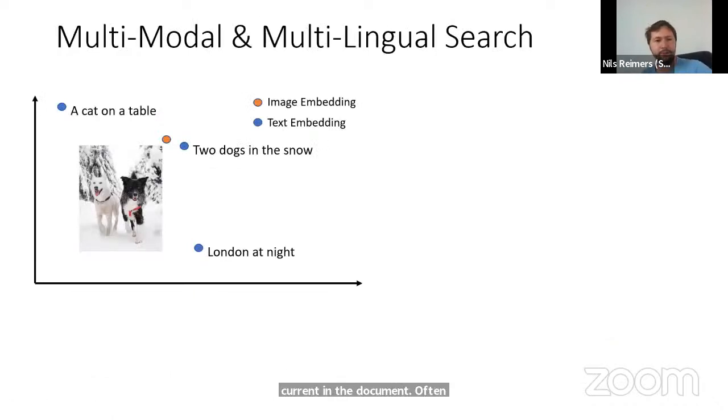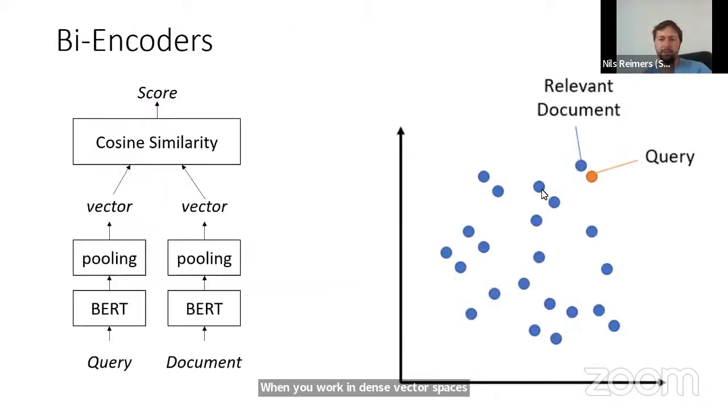Often people refer to these also as semantic search when you work in dense vector spaces. So when people talk about semantic search, they often mean this dense vector space. And with neural search, people often say it is a bit more inclusive, also including other architectures like the cross-encoder or DeepCT Query, or one of the many other architectures that exist.